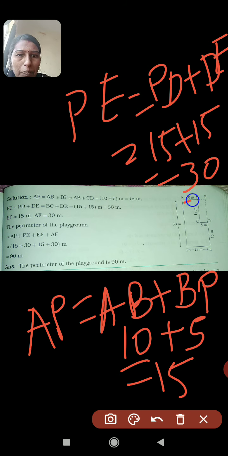Now you have AP and PE, and both EF and AF are given. Then you can calculate by adding: AP plus PE plus EF plus AF. AP is 15, PE is 30, EF is 15, AF is 30. If you add all, you get 90 meter. So the perimeter of that playground is 90 meter, children.